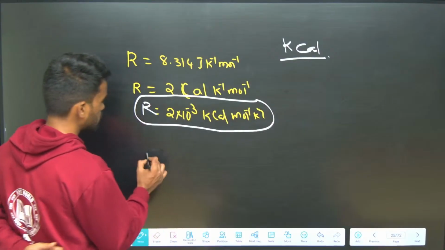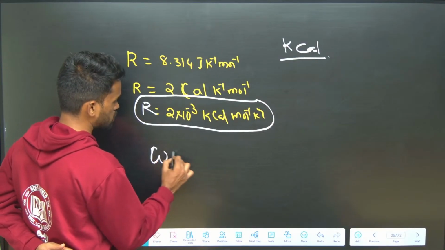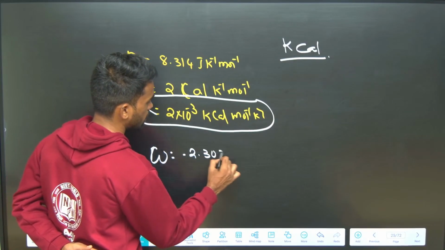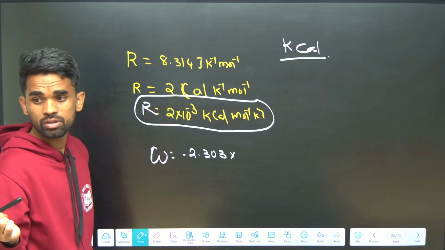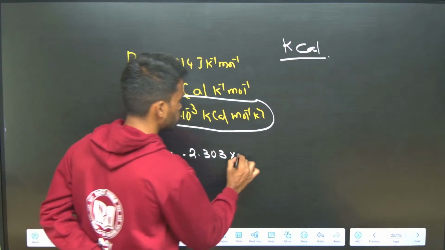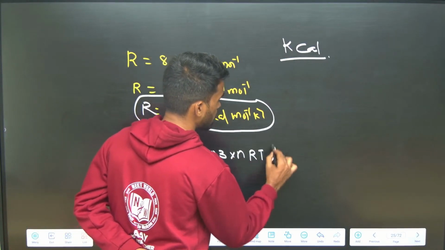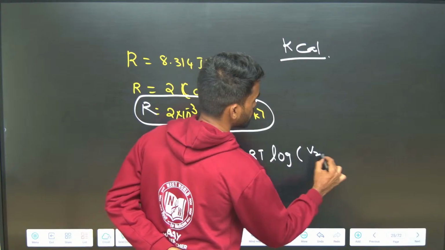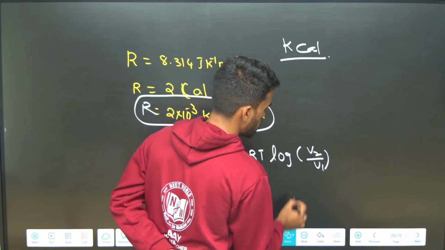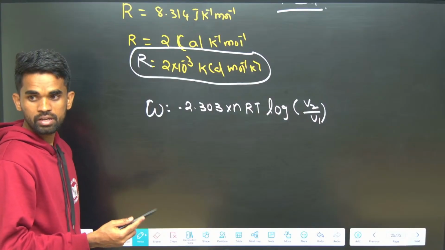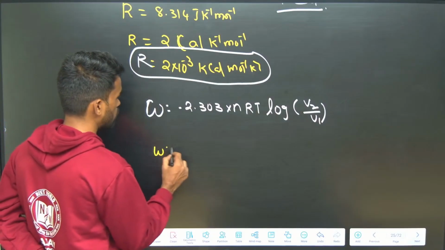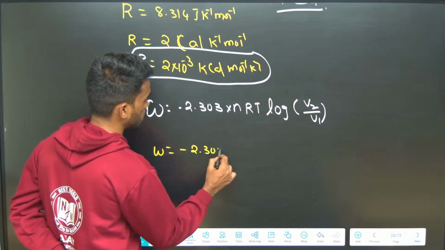So simple now. W equals minus 2.303. What did I tell you? How many grams did I tell you? It means you just take nRT log V2 by V1. So how many moles have I given? 8 grams means how many moles will it be? Calculate that.